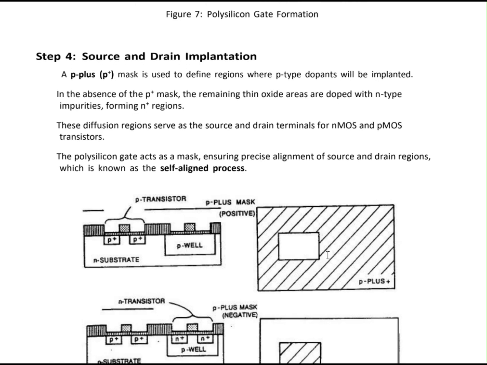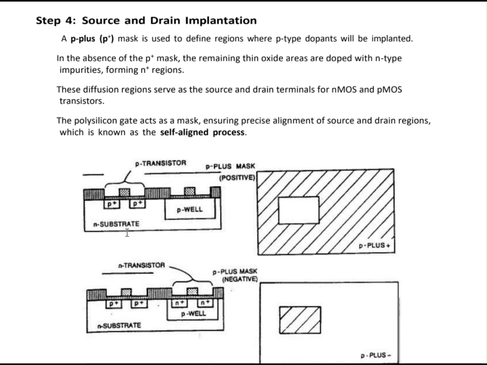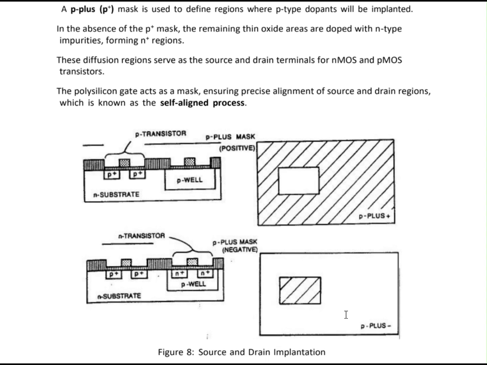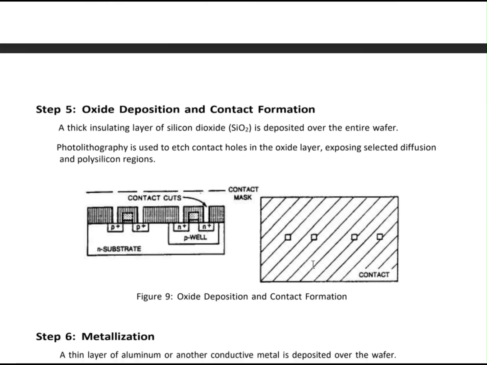In source and drain implantation, the P plus mask is used to define the regions where the P-type dopants will be implanted. So here, after the P-well is doped, in this N substrate region we have two P plus masks deposited, and therefore the top view would look like this for the P plus region. For the N transistor, the P plus region would look vice versa. This is the P transistor top view, and this is the N transistor top view. Source and drain implantation.